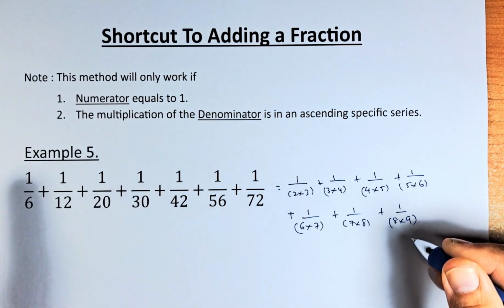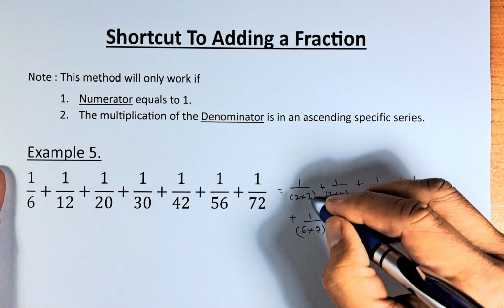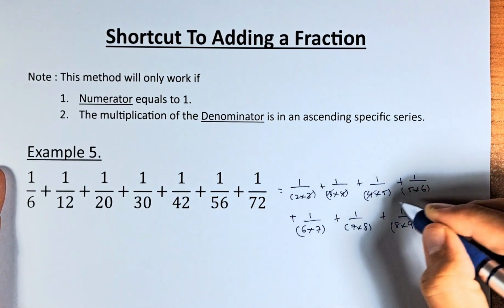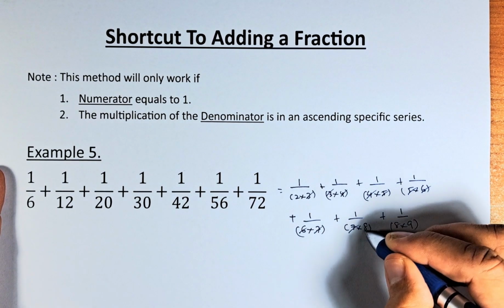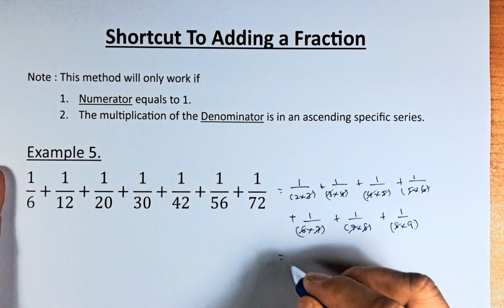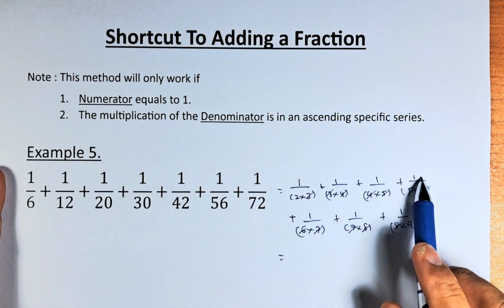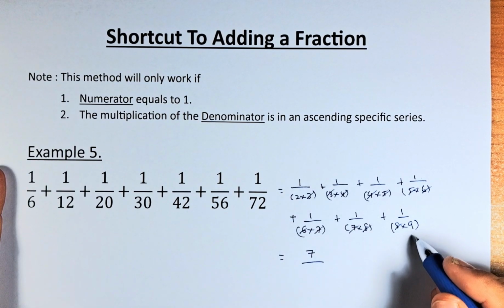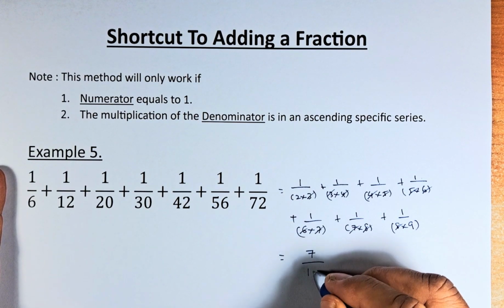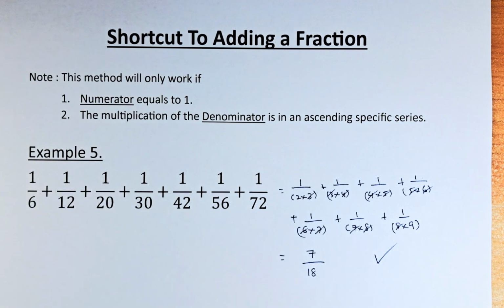So now you know the drill. So the inside numbers are going to be cancelled out. 3 will cancel out. 4 will cancel out. 5 will cancel out. 6 will cancel out. 7 will cancel out. And 8 will cancel out. So what we're going to do, we're going to add the numerators. 1, 2, 3, 4, 5, 6, 7 is 7 over 2 times 9, which is going to be 18. 7 over 18, and that will be the correct answer for the shortcut to adding a fraction.